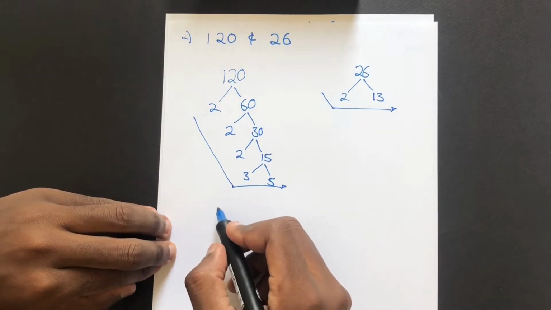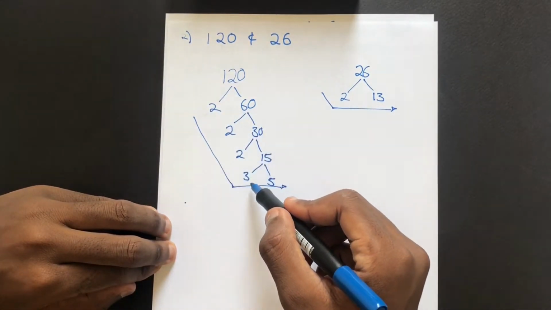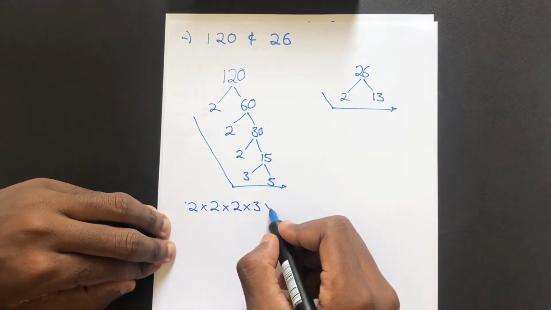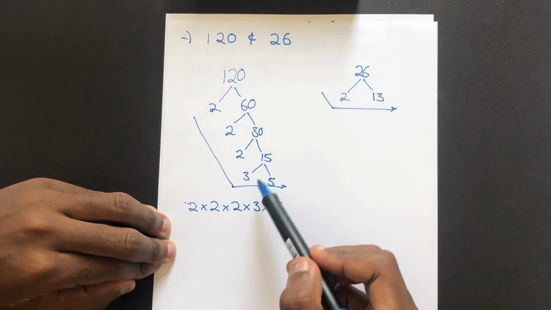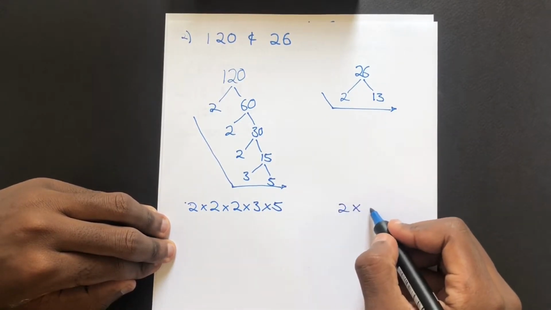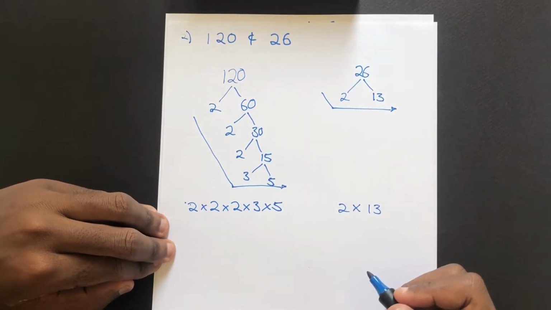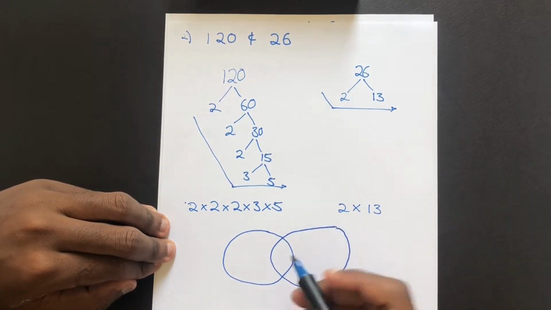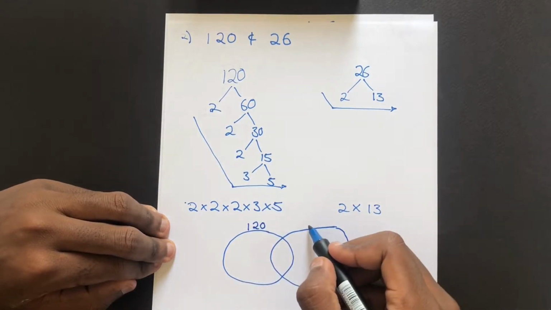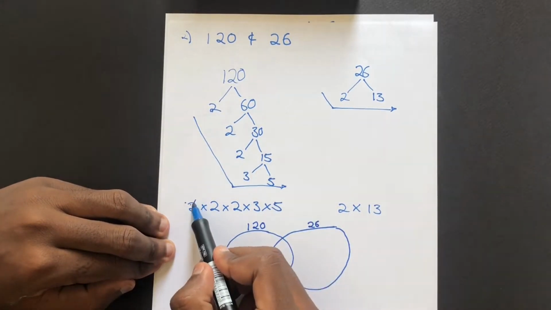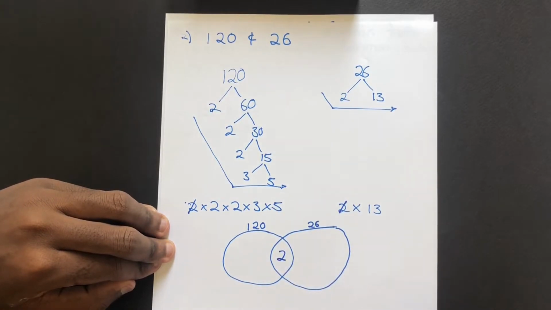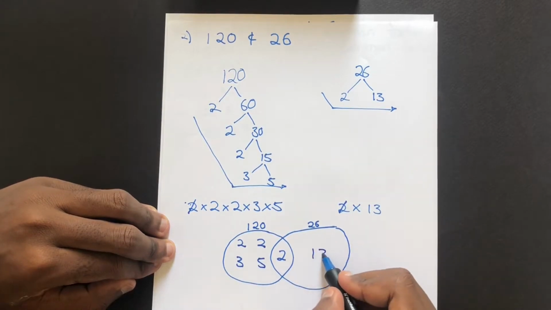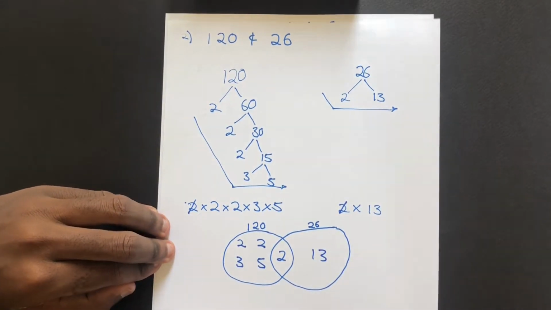After this, we'll list out the values for 120: 2, 2, 2, 3, and 5. And also for 26, 2 and 13 only. And after this, we then create a Venn diagram for both of the values for 120 and 26. So for 120, what values do we have that are in common with the values that are in 26? We have 2. Then the rest of the values just go in the separate square. And here we just have 13 only.